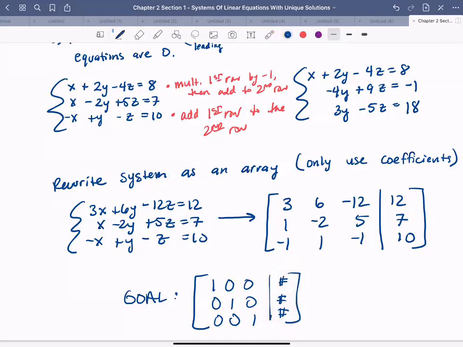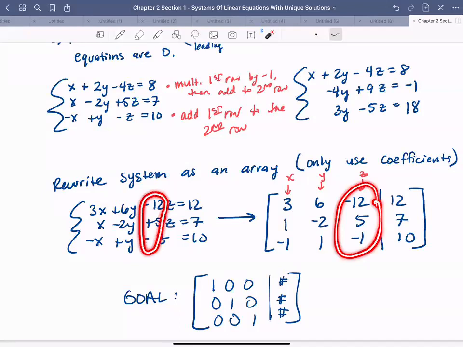Now, one thing that I forgot to say is, if you notice, going back to our equations here, this column represents our x values. The next column represents our y values, and the next column represents our z values. And you can see that clearly: the negative 12, 5, and negative 1 show over here, negative 12, 5, and negative 1, right there.